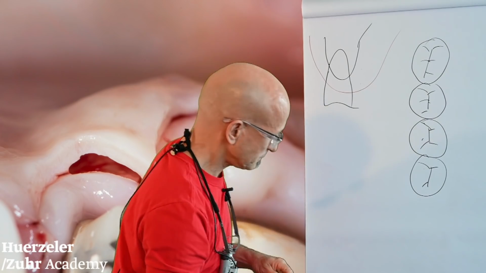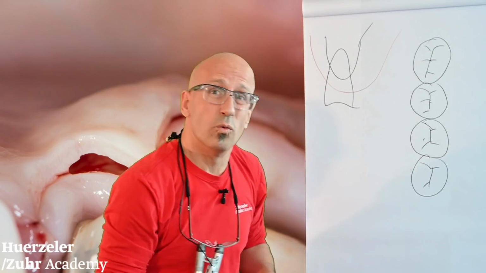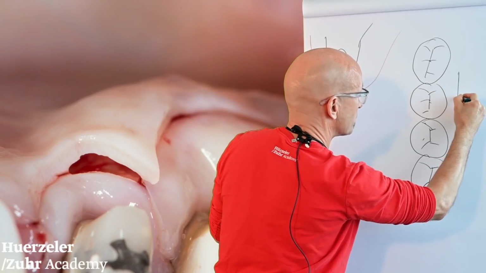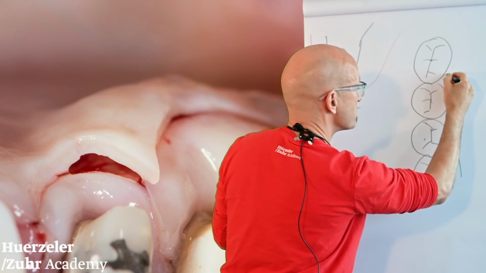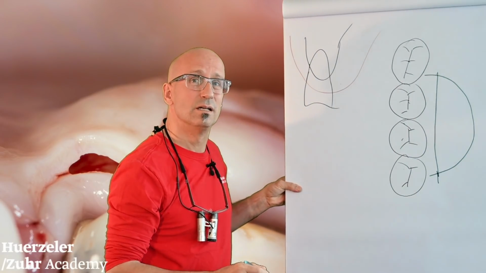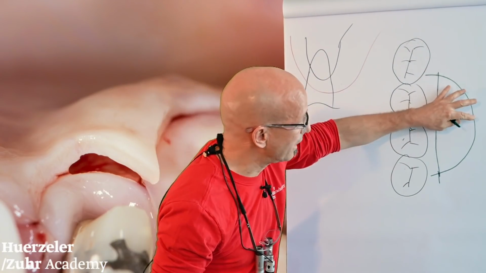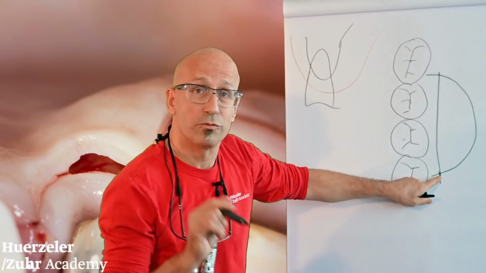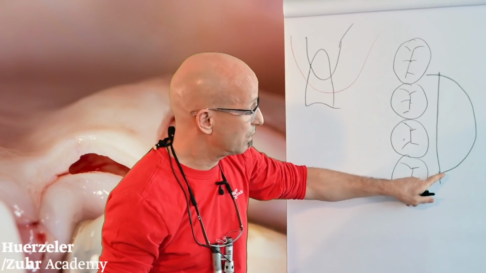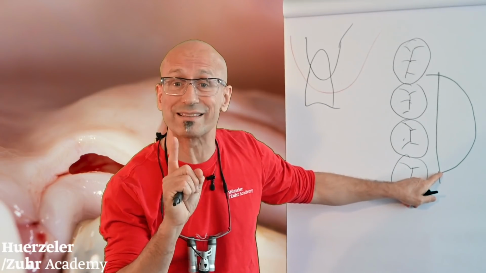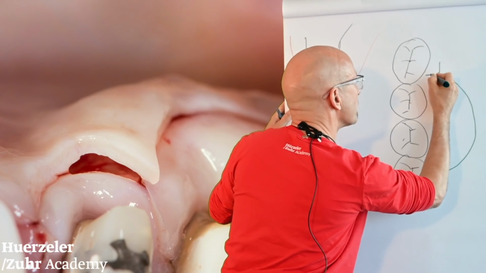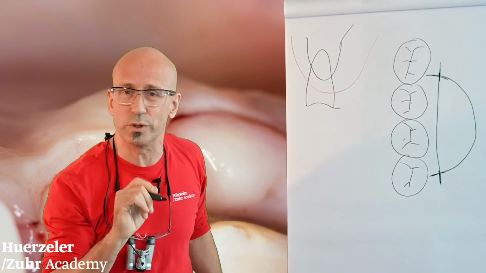So here we say, okay, this is the graft we want to harvest. First thing, very important, that's the same thing when it comes to the flap: do an overcut in the corner. Here, overcutting the corner, very important.